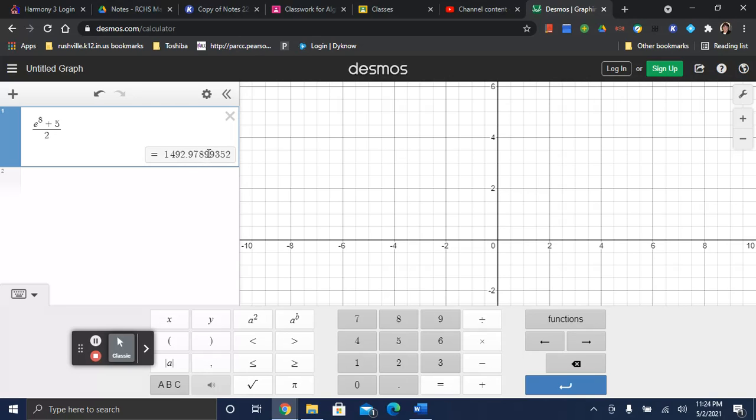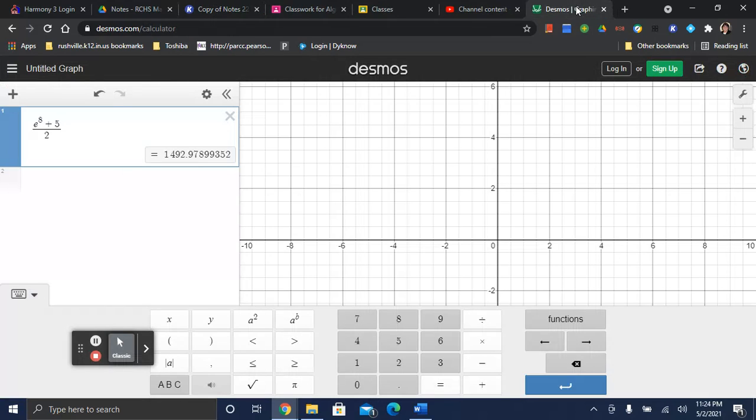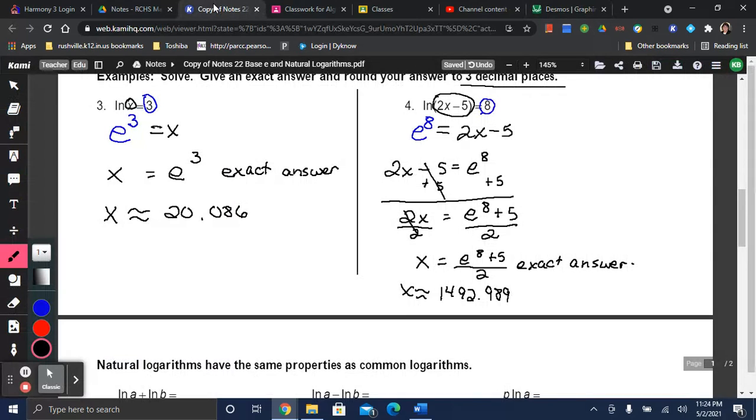1492.978. And then there's a 9 after it. That's going to round that 8 up to a 9. 1492.979. So x equals approximately 1,492.979. Let me look at that one more time. Oh, 979, excuse me. Let me change that. 979. That's why we needed to look again.